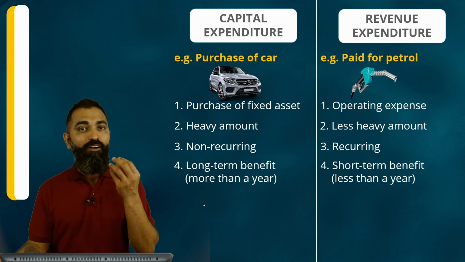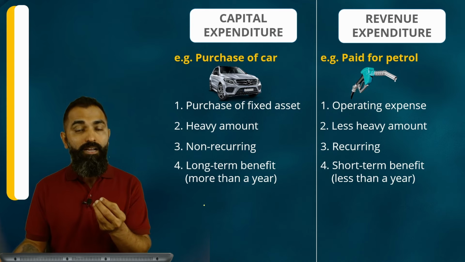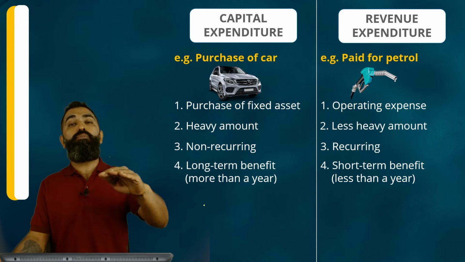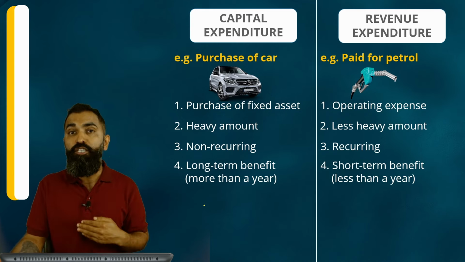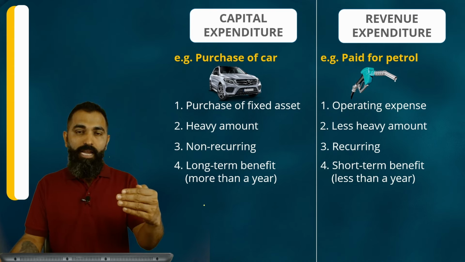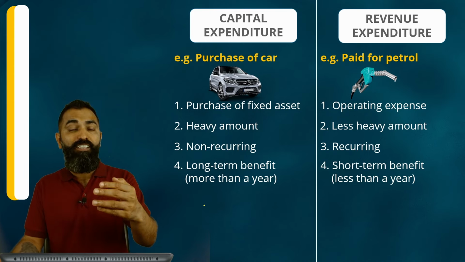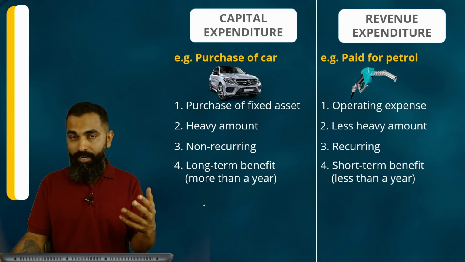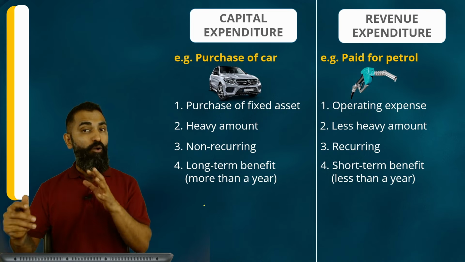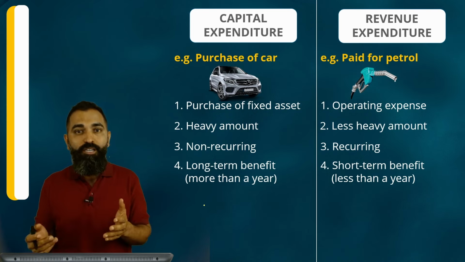If you buy a fixed asset, if you buy a car, उसका benefit long term तक मिलेगा. It will be beneficial for years to come. At least 4, 5, 6, 7, sometimes even 10 years. Right? Whereas आप petrol डालोगे, short term.